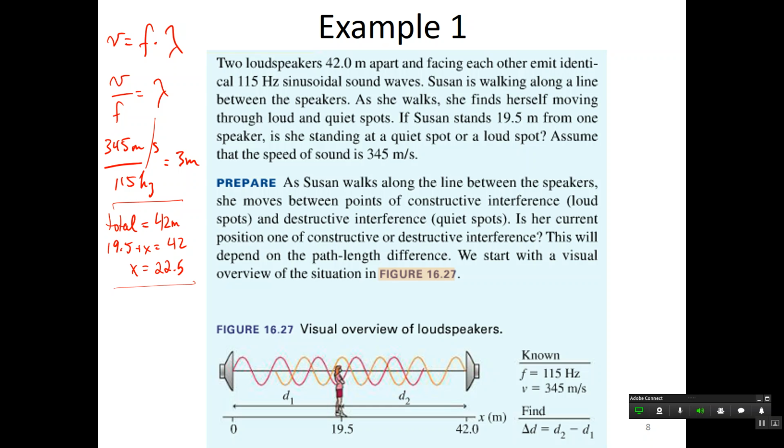What is the next step? At this point, I have d1 and d2, so I can find the path length difference. So let's do that. So delta d is equal to, I'm just going to do big minus small so I can get a positive number. In reality, it doesn't matter which one you use.